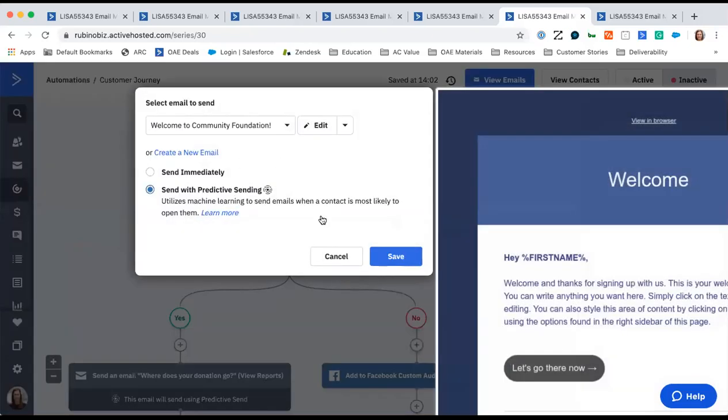A cool feature that we have here is related to machine learning, and we call it predictive sending. With this feature, the system will start tracking when your contacts are most habitually opening up their emails, and send that email out at the right time. So this takes some of the guessing out of when you're sending the emails and hoping that it's at the right time that your member or donor is on their phone and looking at their email. This takes some of that guessing out.